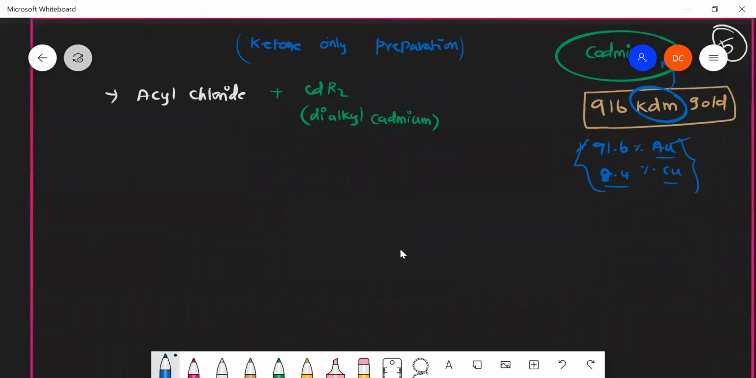So then acyl chloride will be reacting with dialkyl cadmium. When the dialkyl cadmium is reacting, I will get the ketone as my product, along with RCdCl. Say for example, acyl chloride, RC double bond to Cl, I can take. This is the acyl chloride and RCdR I can write like this. Nothing but a very simple reaction.